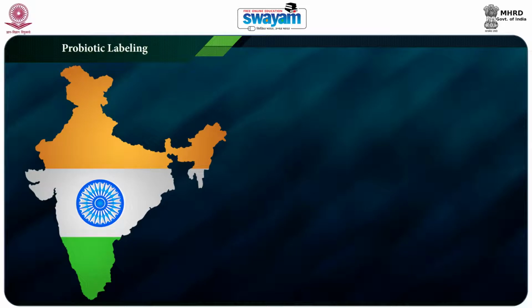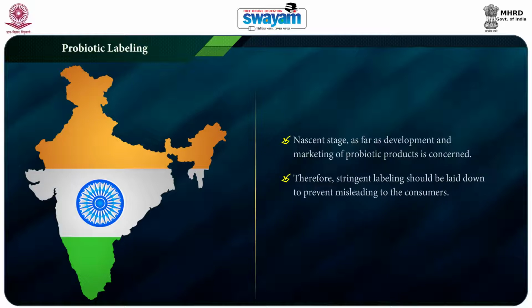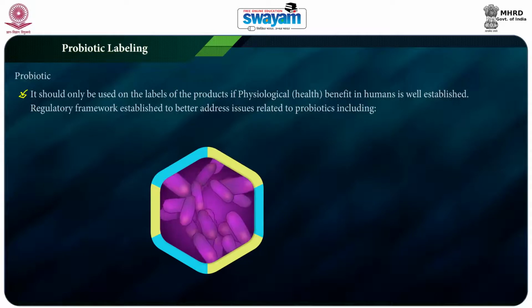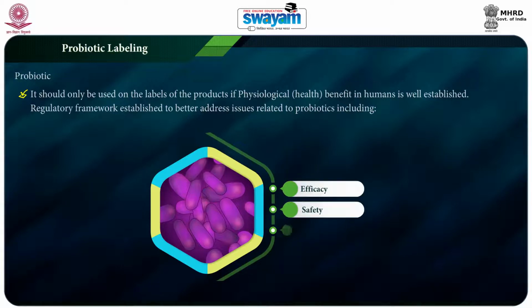The last part is probiotic labeling. India, for example, is in a nascent stage as far as development and marketing of probiotic products is concerned. Therefore, stringent labeling should be laid down to prevent misleading the consumers. The term probiotic should only be used on the labels of the products if physiological or health benefits in humans are well established. A regulatory framework is established to better address issues related to probiotics including efficacy, safety, labeling, frauds and claims.